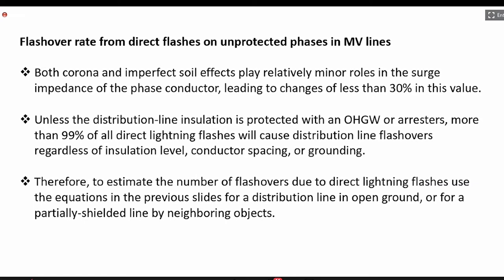Therefore, to estimate the number of flashovers due to direct lightning flashes, use the equations in the previous slides for a distribution line in open ground or for a line partially shielded by neighboring objects. So either you have to calculate N or NS given in the equations.